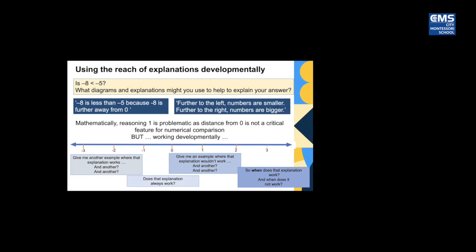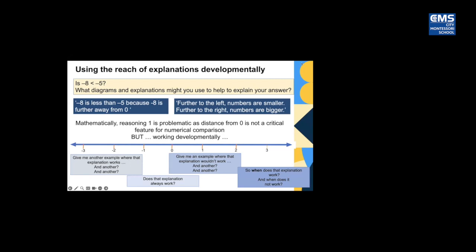And quite often with questions like that, we got two broad categories of explanations. One group said something like -8 is less than -5 because -8 is further away from 0. Another category said, well, further to the left, the numbers are smaller, and further to the right, the numbers are bigger, and that's why -8 is less than -5. So that gave us some food for thought in terms of the quality of that explanation. Mathematically, the reasoning in the first example is problematic because the distance from 0 is not a critical feature for numerical comparison.